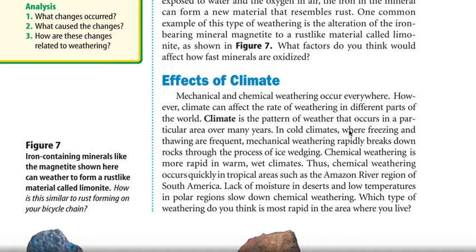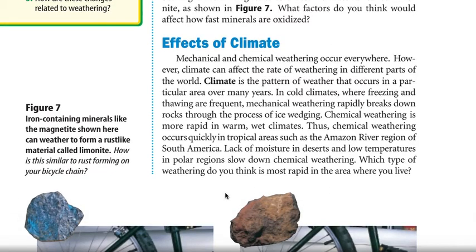In cold climates where freezing and thawing are frequent, mechanical weathering rapidly breaks down the rocks through a process called ice wedging. Chemical weathering is more rapid in warm, wet climates. Thus, chemical weathering occurs quickly in tropical areas such as the Amazon River region of South America. Lack of moisture in deserts and low temperatures in polar regions slow down chemical weathering.